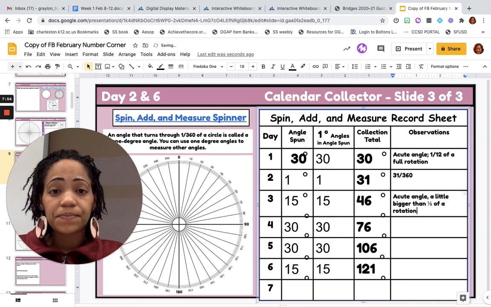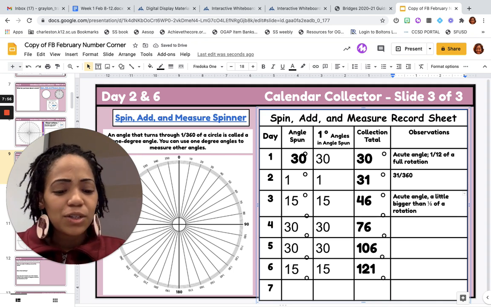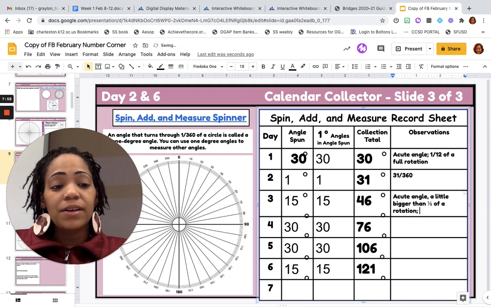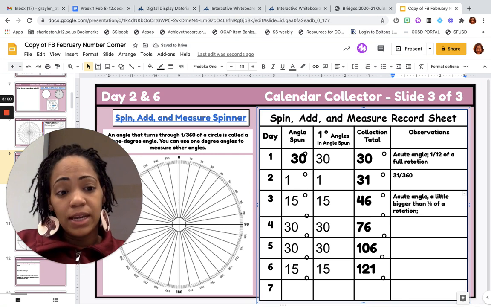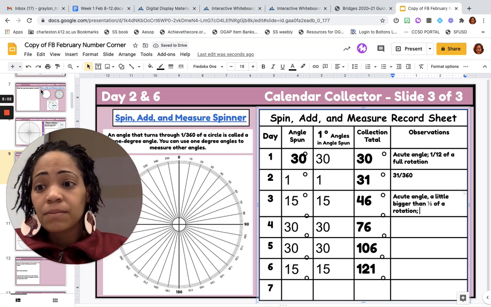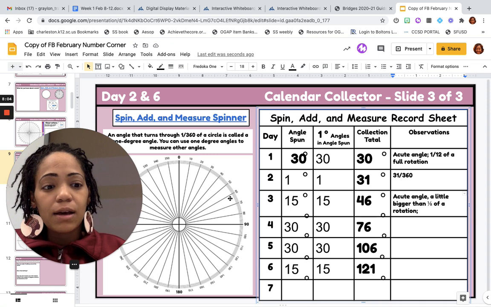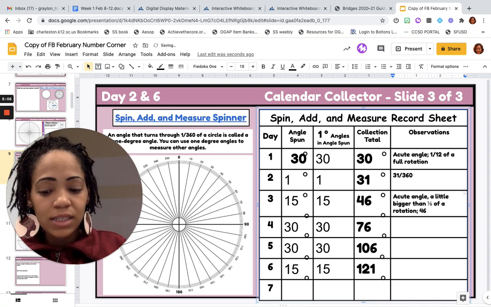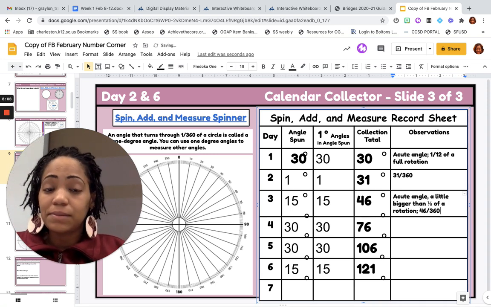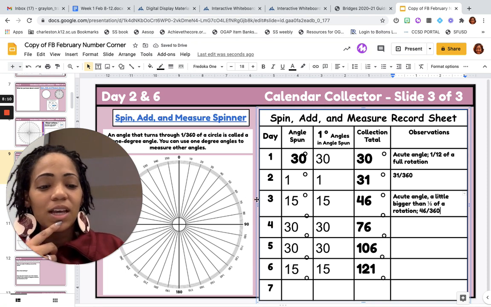Y'all agree? Yeah. So we could even put that as, instead of 1/8 or bigger than 1/8, we can be really specific and say 46 over 360. Right? Okay.